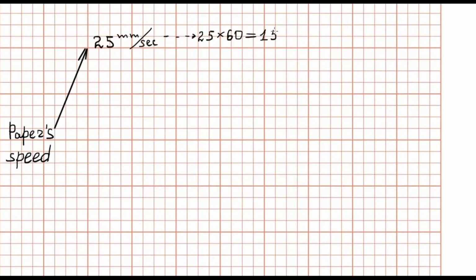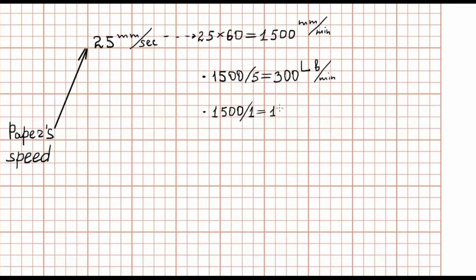Calculating heart rate is the number of heartbeats per minute. Counting depends on paper speed. If the paper speed is 25 mm per second, it means 1500 mm per minute. Also, one large box is 5 mm, so there are 300 large boxes per minute. One small box is 1 mm, so in 1 minute we have 1500 small boxes.